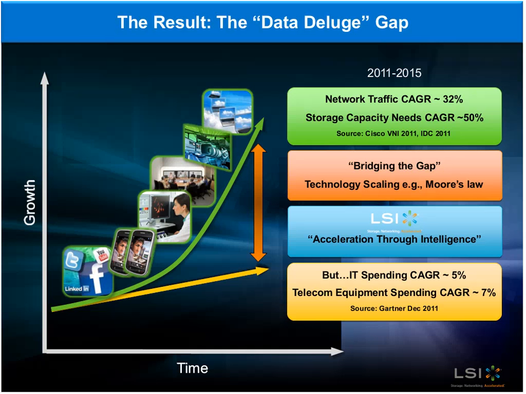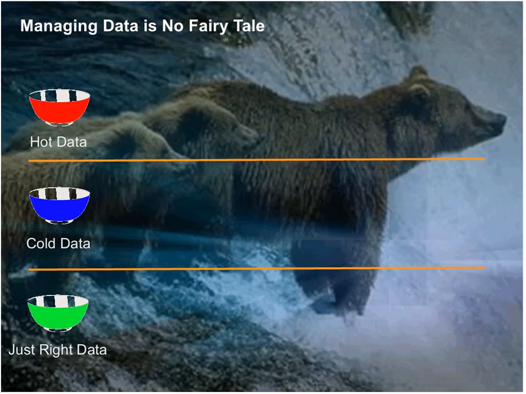But there's not only the conceptual network traffic, storage capacity, and the low IT spending, there's also technology gaps. And those technology gaps come from many different sources, and I'll get into that in a moment. First, I want to talk about this concept of hot data, cold data, and just right data.